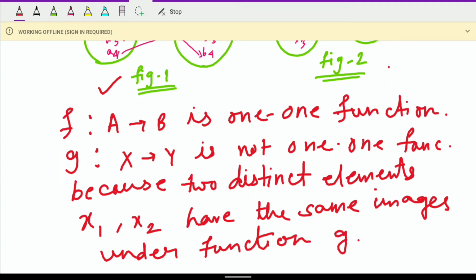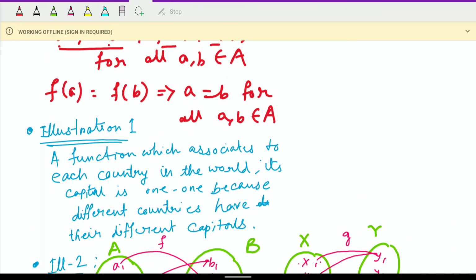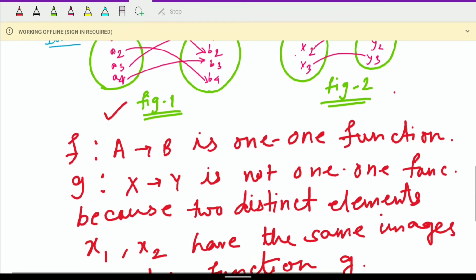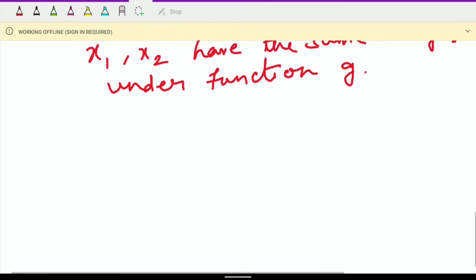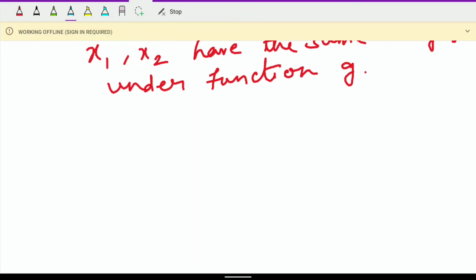Okay, so I hope now you are getting my point, what a 1-1 function is. Okay, one more illustration. First illustration is a natural example, because we already know that every country has its own capital. Now illustration 2 is in the figure. Now illustration 3. So what does it say?